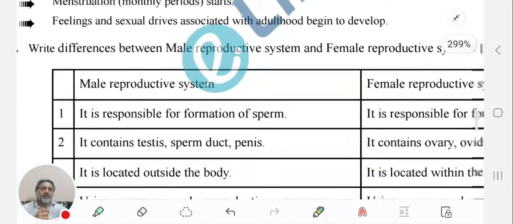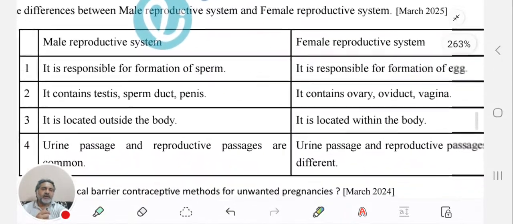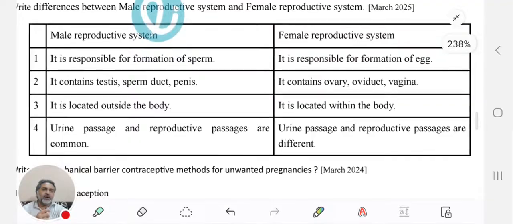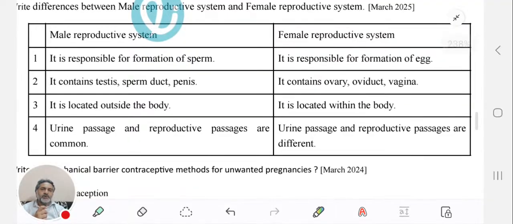148 number. Difference between male reproductive system and female reproductive system, March 25. Male is responsible for formation of sperm, female is responsible for formation of egg. Male contains testes, sperm duct and penis. Female contains ovary, oviduct and vagina. Male is located outside the body. Female is located within the body. In males, urine passage and reproductive passage are common, and in females, urine passage and reproductive passage are different.